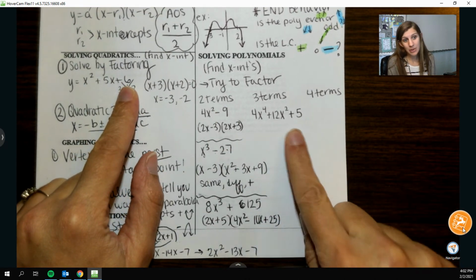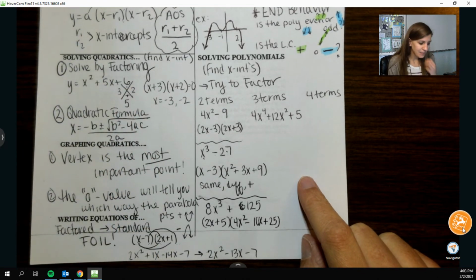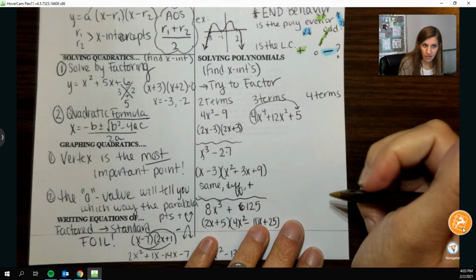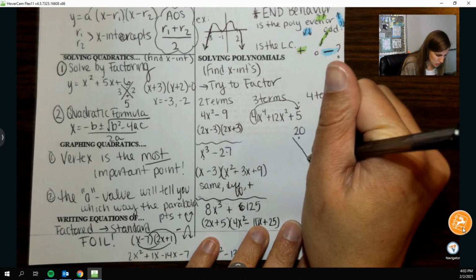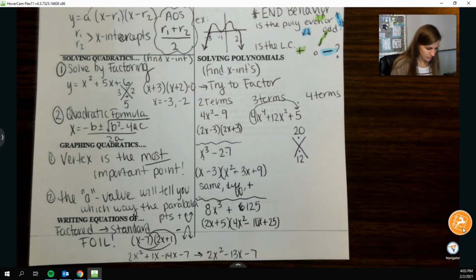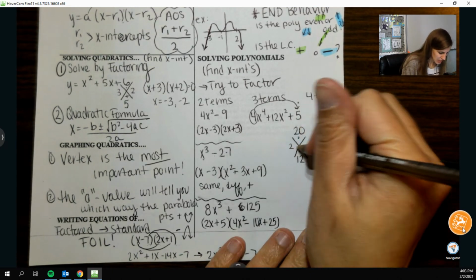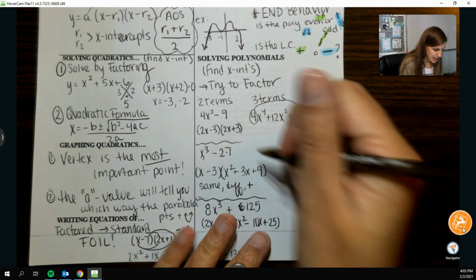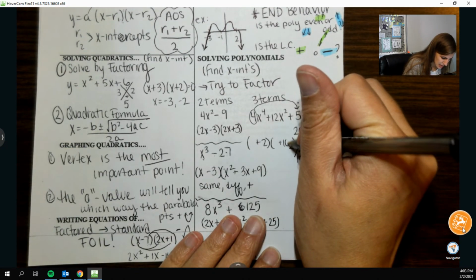You look at that last number and think what multiplies to 6 and adds to 5. However, if there's a number in front, I like to do this sneaky thing where I slide it over and I multiply it. So now I'm really thinking, what multiplies to 20 and adds to 12? I think that's 2 and 10. We'll multiply to a 20. We'll add to a 12. And so then I write down plus 2 because it was positive and plus 10 because it was positive.